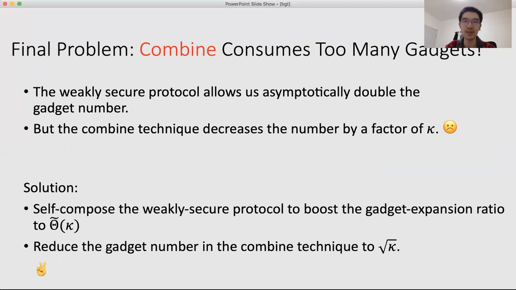But there's still a final problem. The combined technique seems to consume too many gadgets because the combined technique combines couple gadgets together. But the weakest secure protocol, given the first half, only allows us to asymptotically double the number of gadgets. But this can be solved. We can first subcompose the weak secure protocols to boost the gadget expansion ratio from 2 to tilde kappa. And on the other hand, in the combined technique, we can reduce the gadget number down to square root kappa. The overall protocol will be both gadget increasing and fully secure.